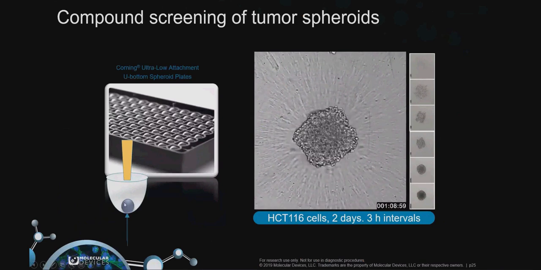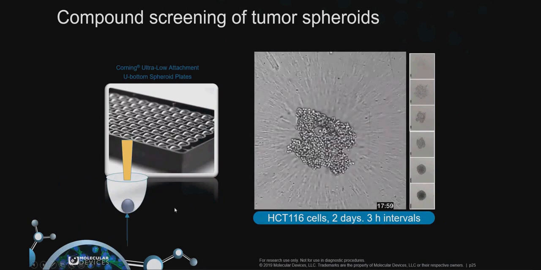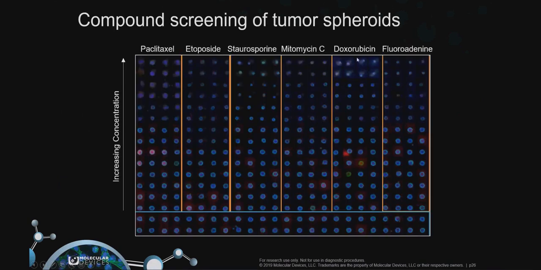This is with the round bottom plate. So you're getting that spheroid formation. This was a toxicity screen of these tumor spheroids. And here you see the result, again, that plate overview montage where you can see all of the results quickly. And here you can see in this example assay, which is in the 384 well plate, we have increasing concentration from the bottom up in this plate. We have our controls here at the bottom.